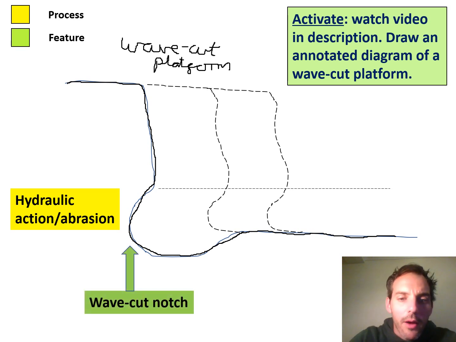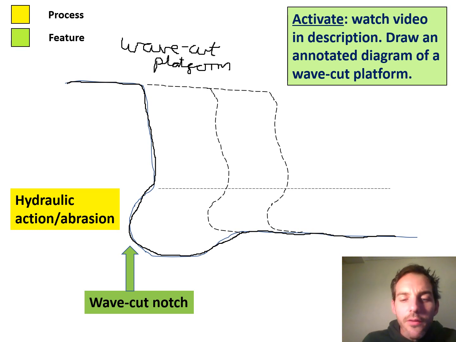As a result of this, we have something called a wave cut notch, which is like a cutaway part. This process is actually called undercutting, where it cuts under the base of the cliff. So that's our first feature, a wave cut notch.